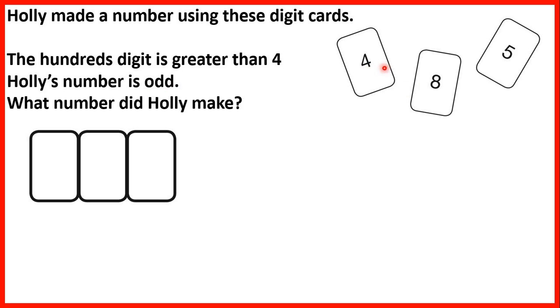But the only odd digit that we have here is the 5, so that means to make the number odd, we need to use the 5 as our ones digit, which means the 8 has to be our hundreds digit, because the hundreds digit has to be greater than 4. So that means 4 must be the tens digit to give us the number 845.